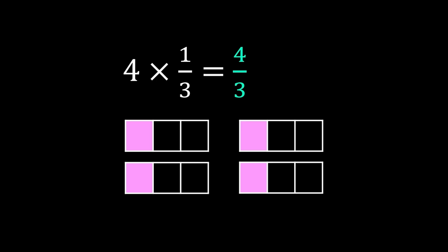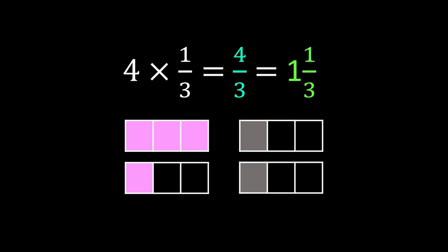4/3 is an improper fraction, and if you need to show your product as a mixed number, you can move your shaded parts to show that you have one whole and 1/3. 4 times 1/3 equals 1 1/3.